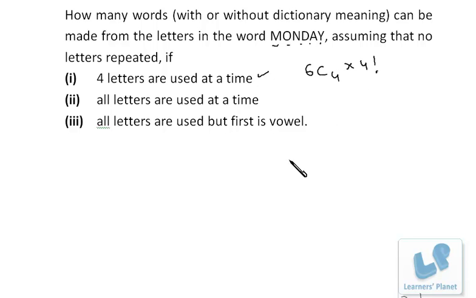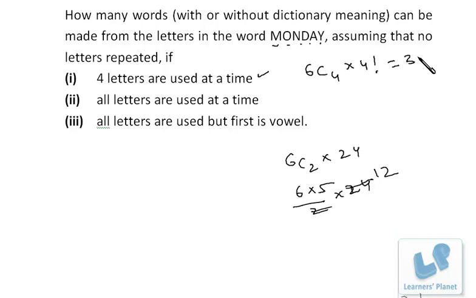So 6C4 is 6C2 into 24. Now what is 6C2? 6 into 5 by 2, into 24. So 5 sixes are 30, into 12, that is 360, right? So when we are choosing 4 letters, we are making 6C4, 4 letters are selected from 6, and the selected 4 letters are arranged in 4 factorial ways. Now all the letters are used at a time. That means 6 places are there and 6 letters are there. So it's 6 factorial, as simple as that.